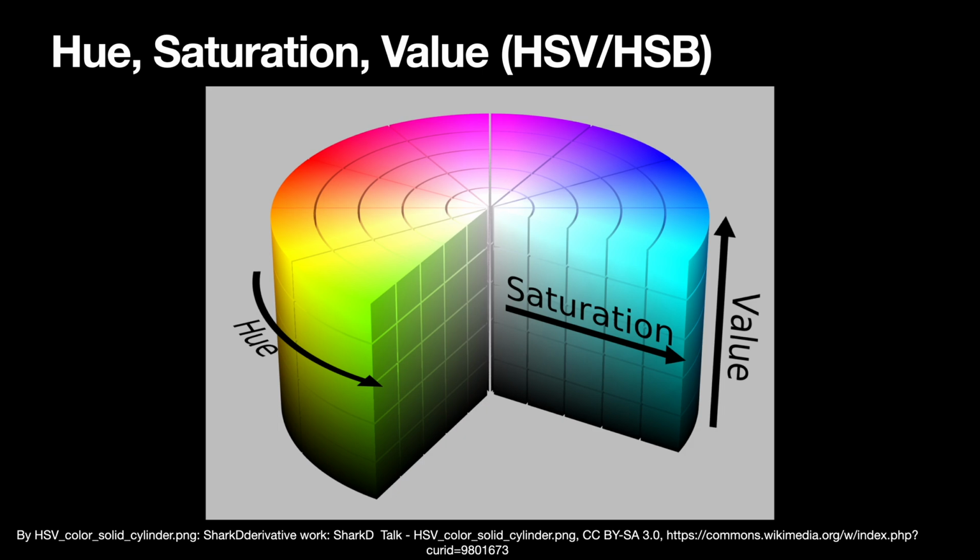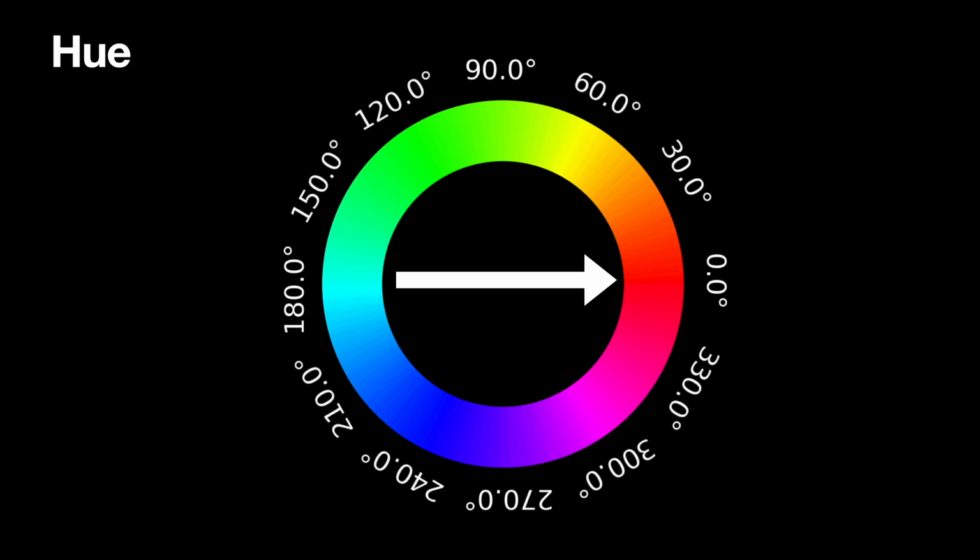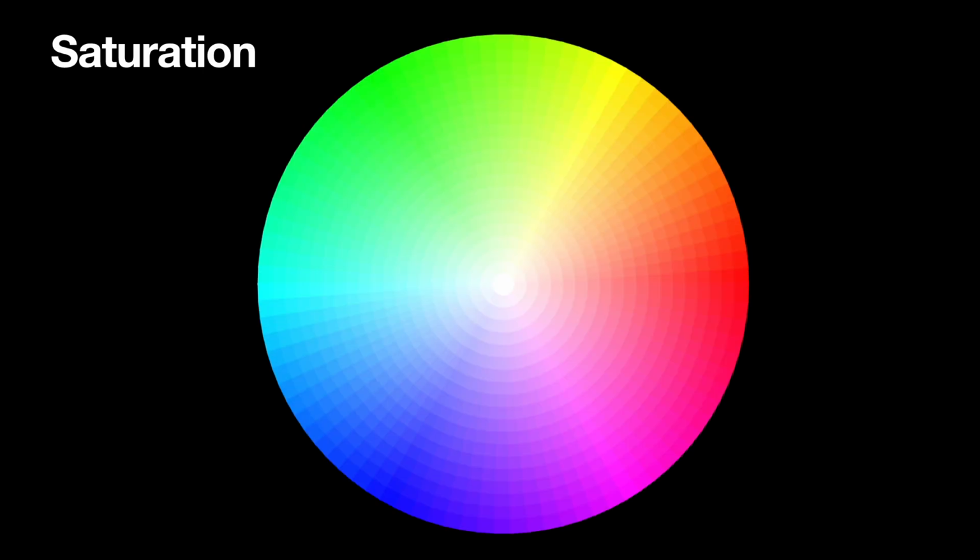HSV has a cylindrical geometry. H is the hue of the pixel and is the angle around the cylinder. 0 is red, green is at 120, blue is at 240, and it wraps back around to red at 360. S is the saturation of the pixel. 0 means there is no colour, and 1 means the colour is fully saturated. And V is the brightness of the pixel.